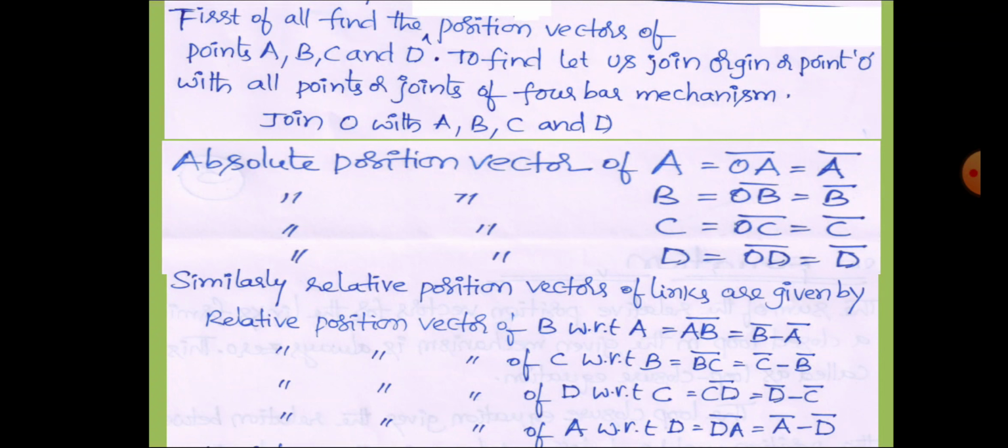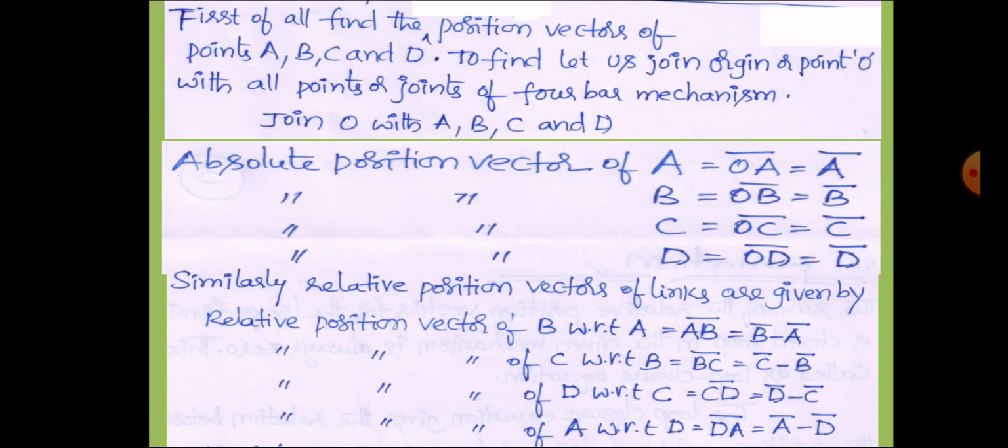Therefore, AB bar is B bar minus A bar, and the relative position vector of the point C with respect to B is BC bar, that can be written as C bar minus B bar, and the relative position vector of point D with respect to C is nothing but CD bar, that can be written as D bar minus C bar, and the relative position vector of the point A with respect to D is DA bar, that is equal to A bar minus D bar.